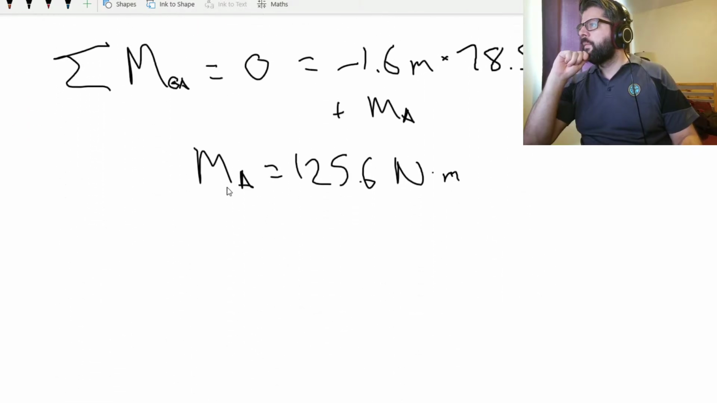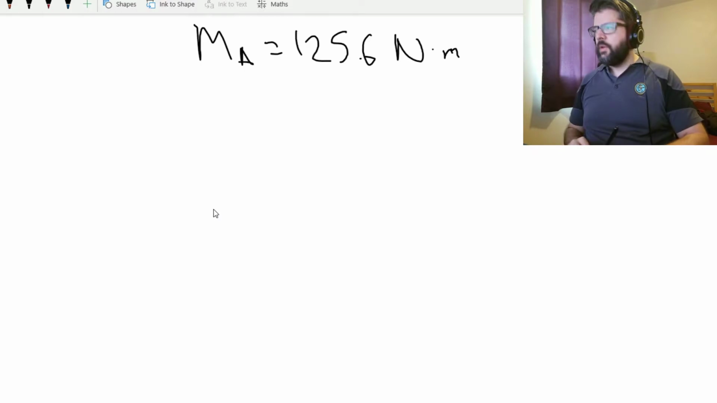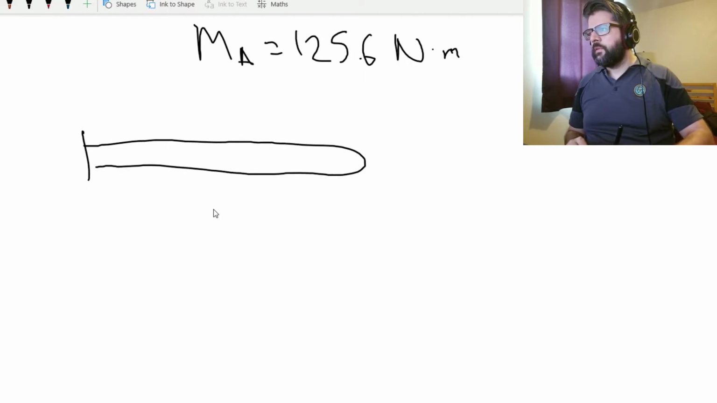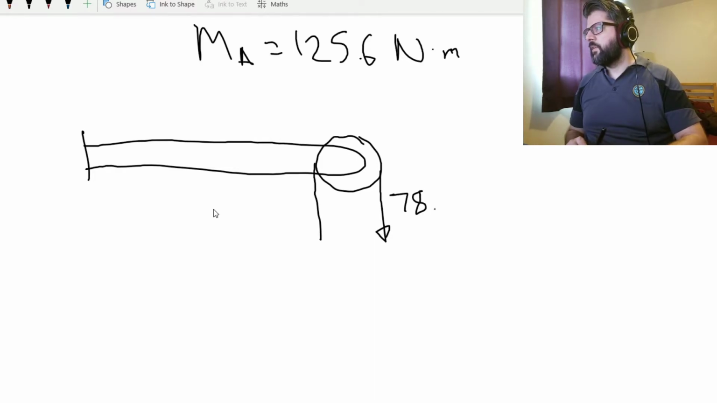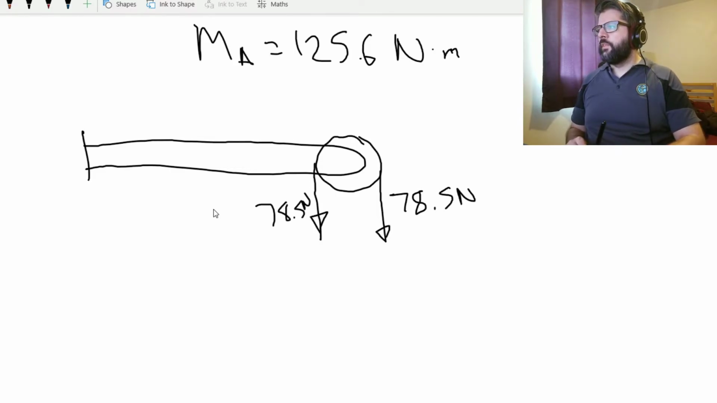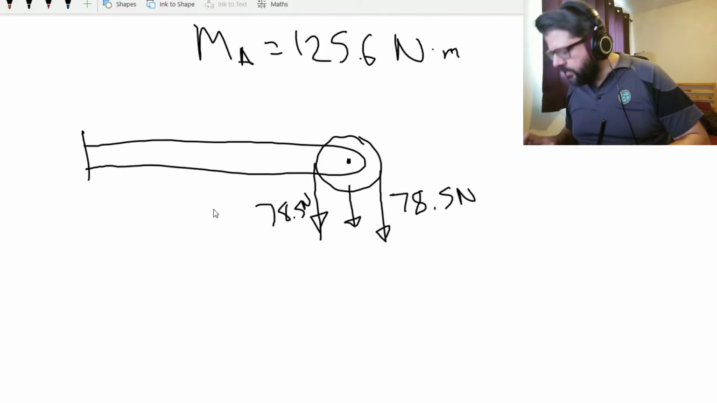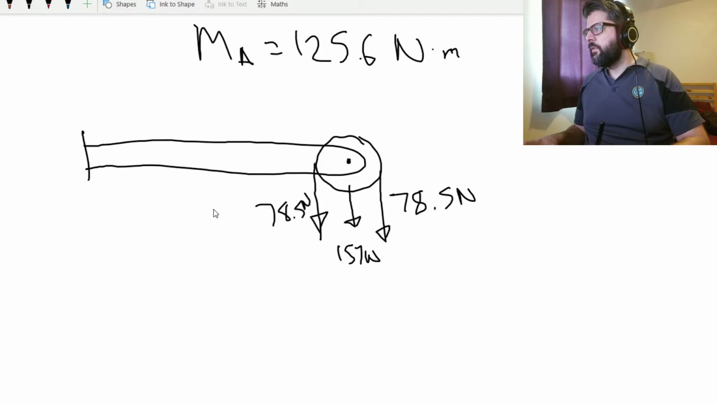And what we can do is, if we're looking at this, and we've got a pulley here, and we know that the tension in that rope is going to be our 78.5 newtons. So we can take those two forces, and we can just replace those two forces with one single force acting immediately in between them that is equal to double the magnitude of those forces. So that'll be 157 newtons.